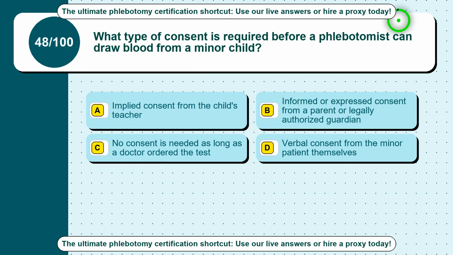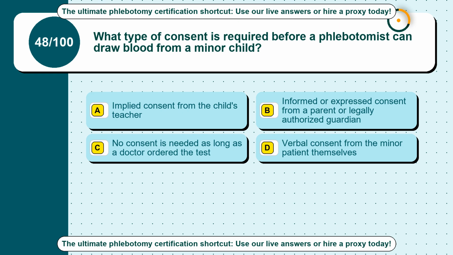Question 48. What type of consent is required before a phlebotomist can draw blood from a minor child? Option A, implied consent from the child's teacher. Option B, informed or expressed consent from a parent or legally authorized guardian.